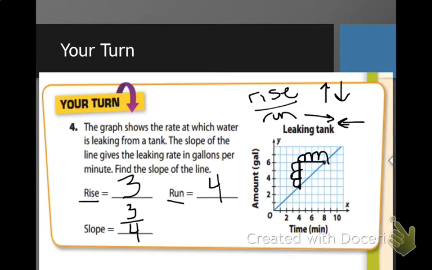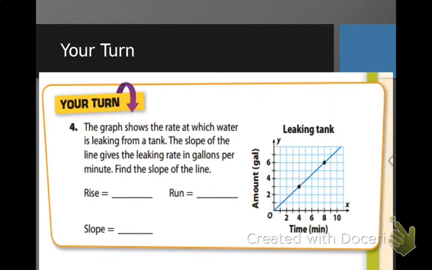Now as we work with slope, it is okay and actually good to leave it as a fraction. It's also okay to leave it improper if you need to, but we will be wanting that slope to remain a fraction. So the slope in this one, or the rate at which the gallons of water are leaking, is 3/4.